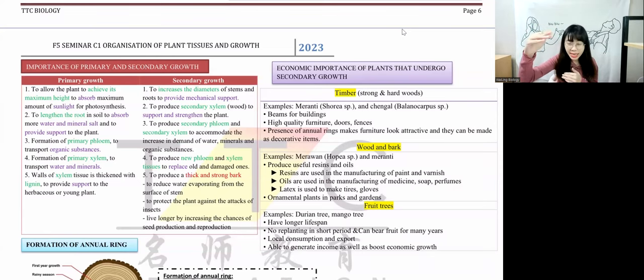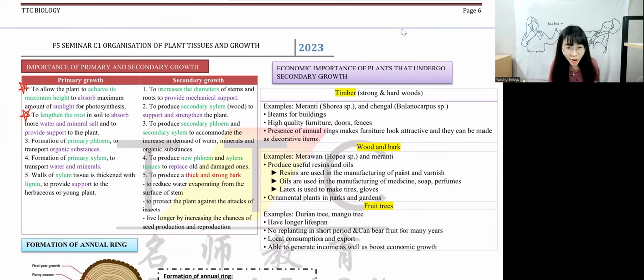So when it increases in length, the shoot becomes taller to get more sunlight. The root goes down to the soil to get more water. That is the importance. Primary growth allows more sunlight to absorb into the plant to allow more absorption of water when it becomes longer. And then, of course, they have the normal function of xylem and phloem, nothing special over there.